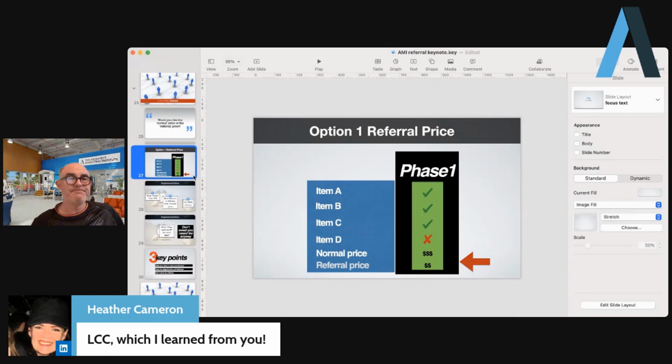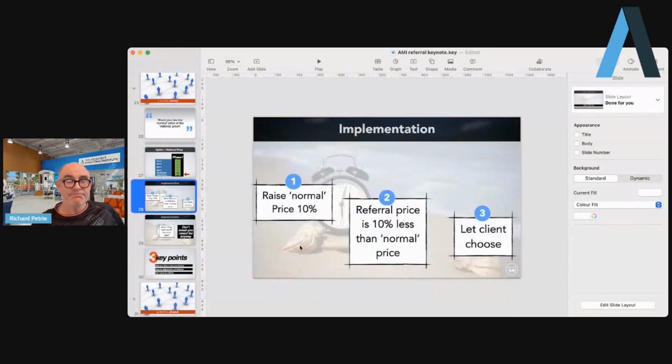Right. Now, a few tips. Raise your price on your LCC by 10%, and then your referral price is 10% less than that. As an example, you might give them a 10% discount, or you might even give them more. You might give them 20% discount on the LCC if they refer someone, and the client can choose. If they don't want to give you any referrals, no problem. They can pay the higher amount.